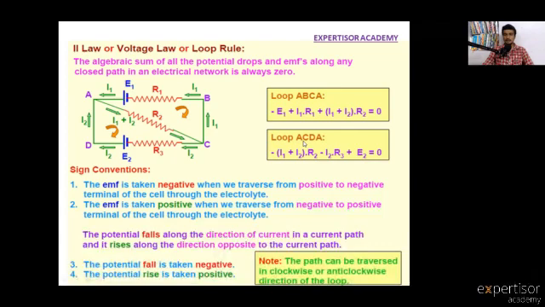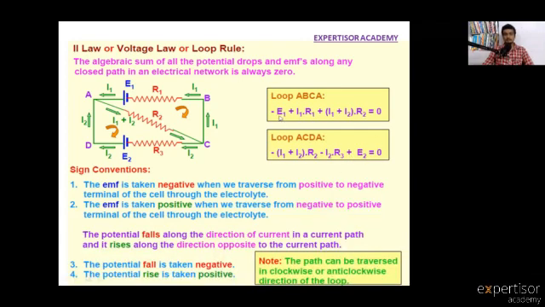Let us come to the loop A, C, D, A. In A to C, the current direction is parallel to our loop direction, so I1 plus I2 into R2 is negative. Come to C to D. Here the current direction is the same as the loop direction, so minus I2 into R3. But our path is from the battery negative terminal to the positive terminal, so here the EMF of the battery is positive. That must be equal to 0.